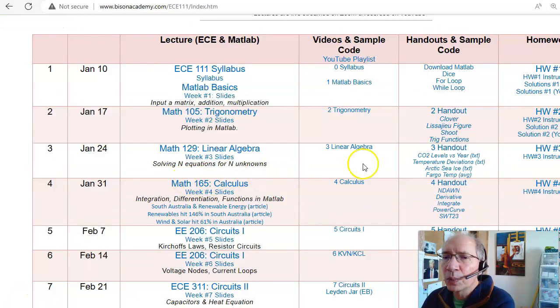And we're on week number 3. Here are your data sets. You can go to the National Oceanic and Atmospheric Administration. These are also data sets uploaded onto Bison Academy. I did that so if the government website goes down, we still have the data.